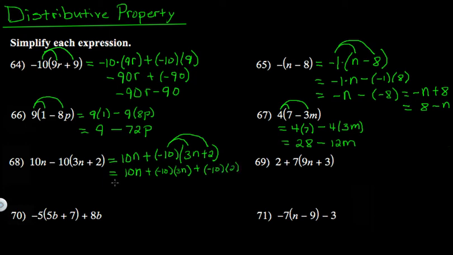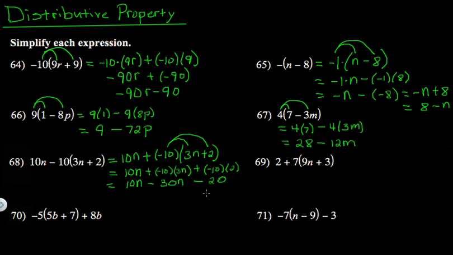And now we simplify. So we've got 10n, just going along for the ride here. Negative 10 times 3n is negative 30n. So plus negative 30n is minus 30n. Here we have negative 10 times 2, that's negative 20. So plus negative 20 is also the same as minus 20.